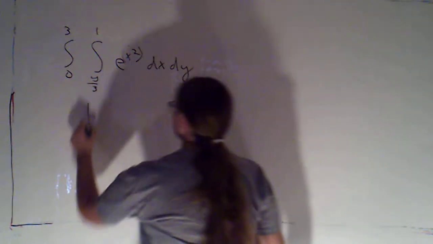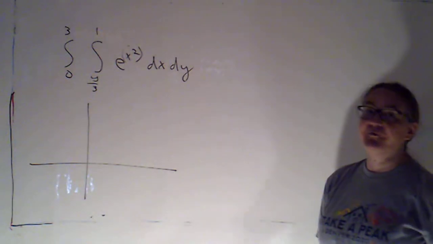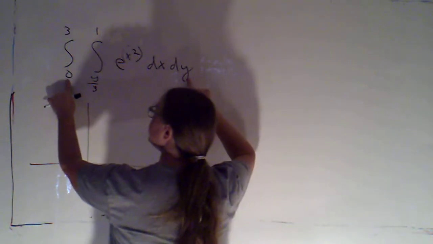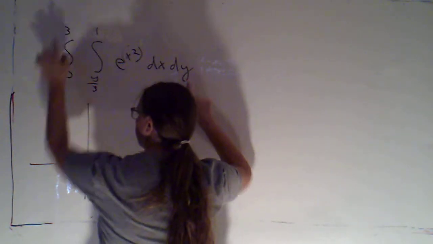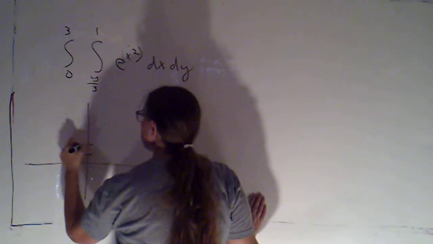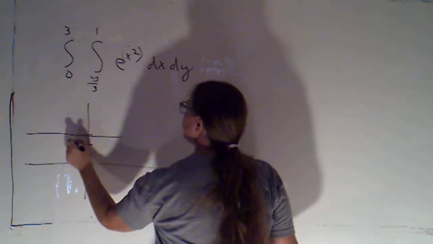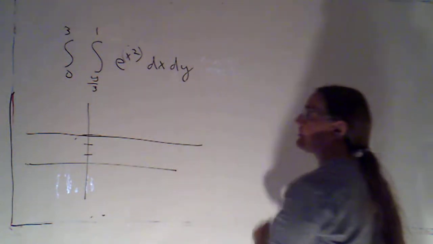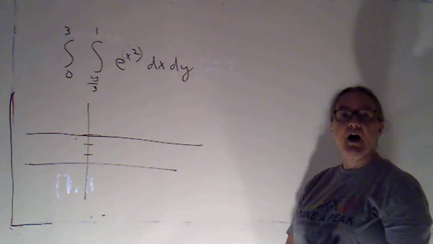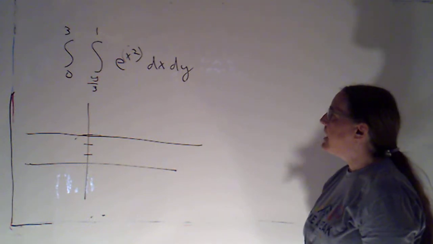So, I'm going to draw a picture of my region. I can see my y values are going from 0 to 3. So y equals 0 is the x-axis, that's my bottom boundary. Y equals 3 would be a horizontal line at height 3. So my region has these two horizontal lines as the bottom and the top boundaries.